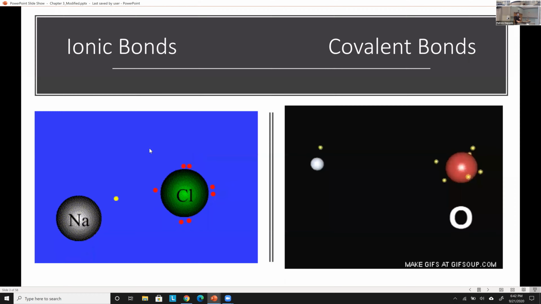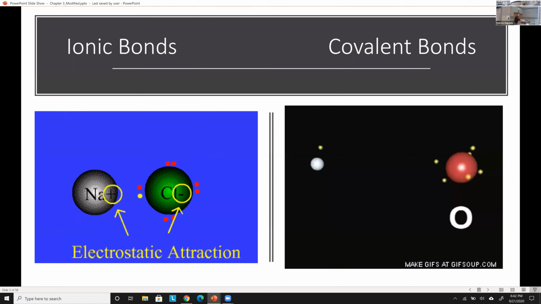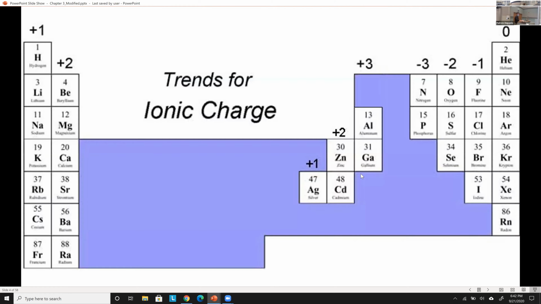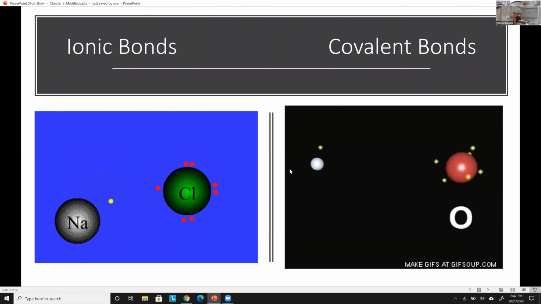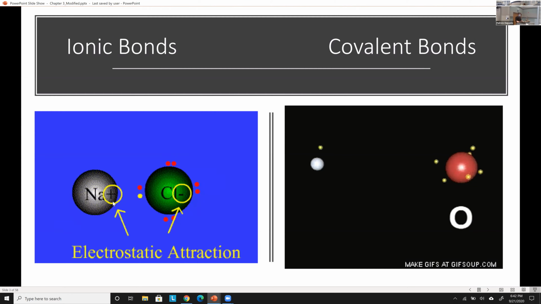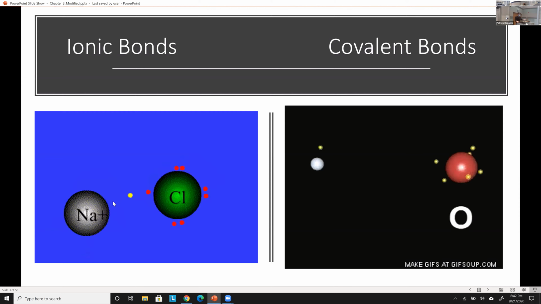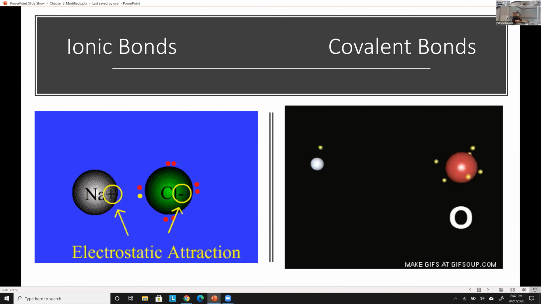Okay, moving on. So here's the GIF. Why isn't the right one working? Oh yeah, so you can see on the left the sodium giving that electron to the chlorine, creating the charges. That positive charge in the sodium and negative charge in the chlorine creates the electrostatic attraction.